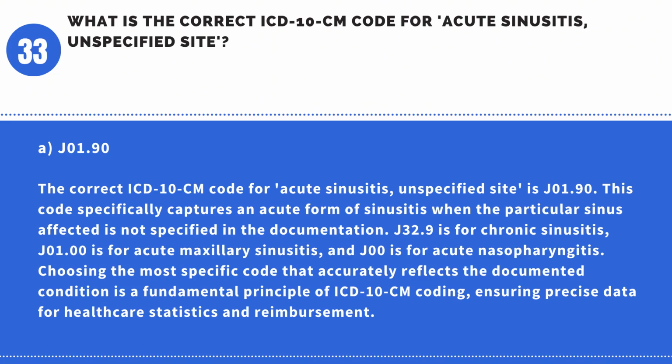This code specifically captures an acute form of sinusitis when the particular sinus affected is not specified in the documentation. J32.9 is for chronic sinusitis, J01.00 is for acute maxillary sinusitis, and J00 is for acute nasopharyngitis. Choosing the most specific code that accurately reflects the documented condition is a fundamental principle of ICD-10-CM coding, ensuring precise data for healthcare statistics and reimbursement.